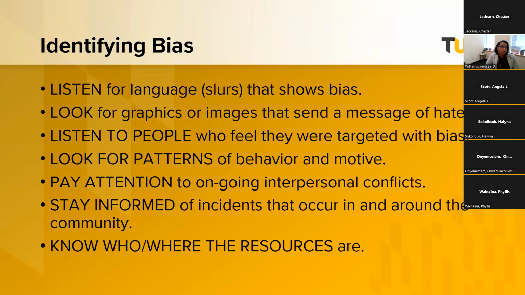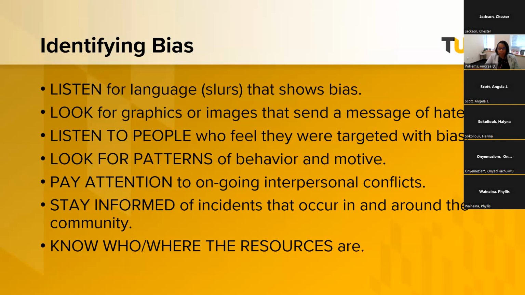So when identifying a bias, we all want to first listen for the language, the slurs that may come up to show that this could be a possible bias incident. Look for graphics or images that send a message of hate. Also listen to people who feel like they may have been targeted. An example of that was just listening to the young lady that was just speaking about how it affected her and her whole family to watch what her brother had to go through due to the fact of him being attacked because of his race.